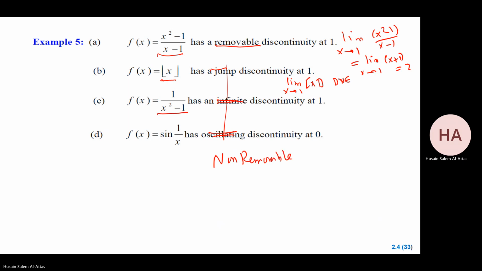Here, it goes to infinity or minus infinity, so it's not removable, the limit. It goes to either plus or minus infinity, but the limit does not exist. This one is oscillating, so the limit as x goes to 0 in this case does not exist. So if the limit exists, we call it removable. If the limit does not exist, we call it non-removable.